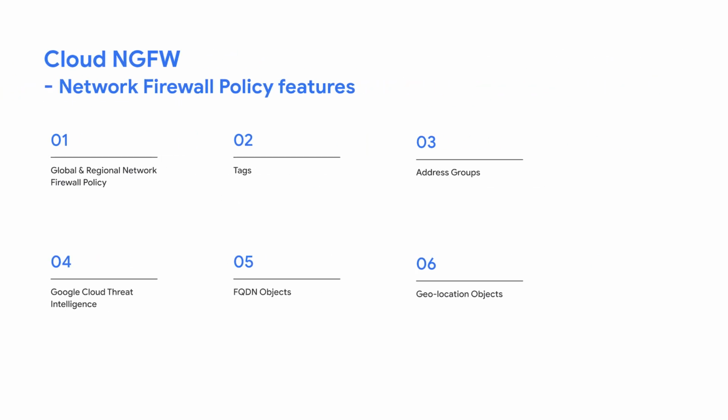Network firewall policy acts as a container for firewall rules and is enforced at the VPC level. Network firewall policies can be global or regional. With the introduction of network firewall policies comes the use of tags, a key value pair defined at the organization or project level of the resource hierarchy. Such a tag contains an IAM access control, as the name implies, that specifies who can do what on the tag. Additionally, there is support for address groups, Google Cloud Threat Intelligence, FQDN objects, and geolocation objects.